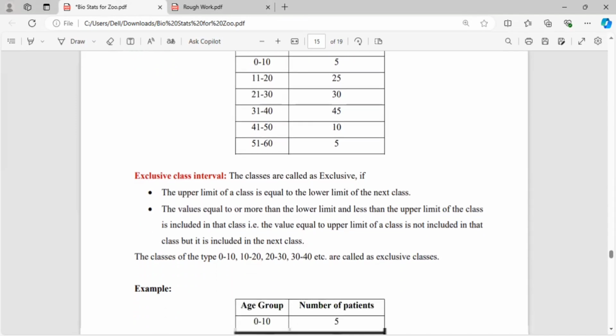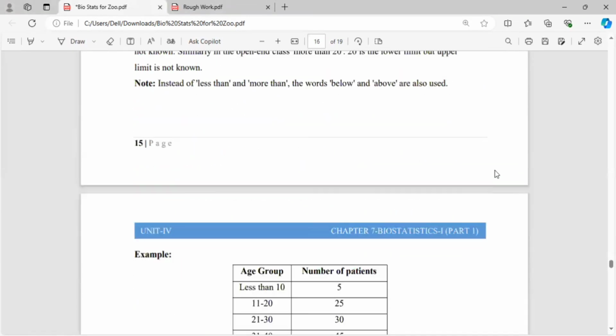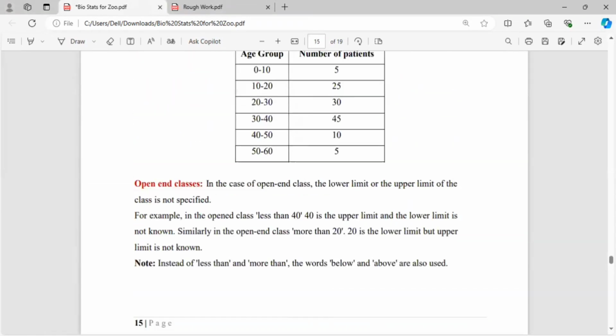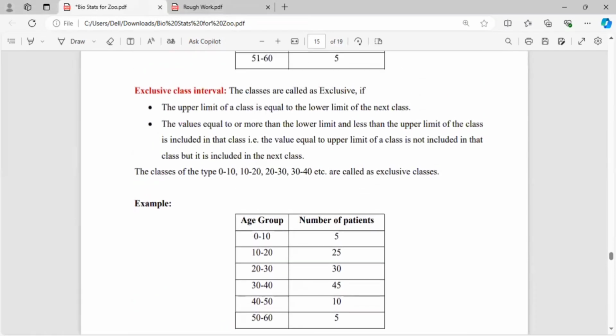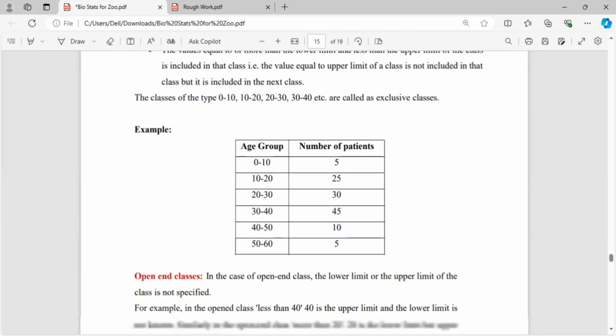Then the next is exclusive class interval, right? Again, the upper limit of a class is the same as the lower limit of the next class interval. Upper limit is not, sorry, upper limit is the same as the lower limit of the next class interval. Likewise, this is called exclusive class interval.